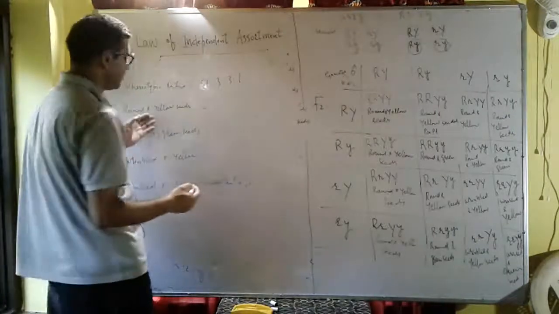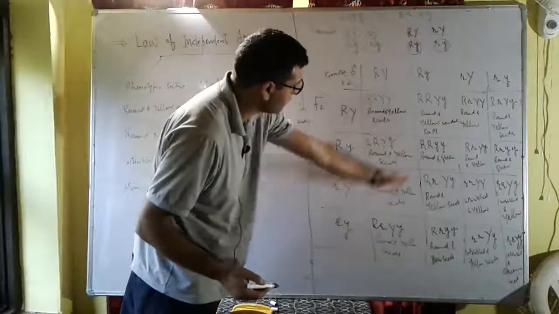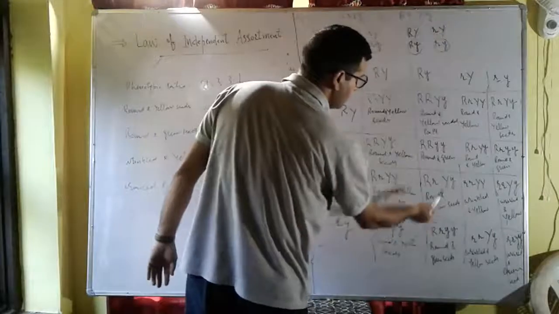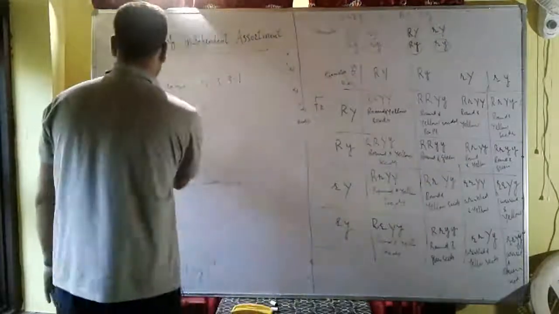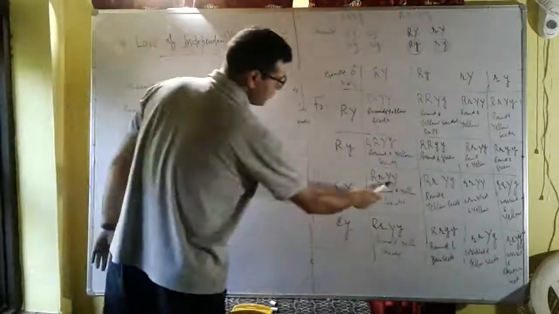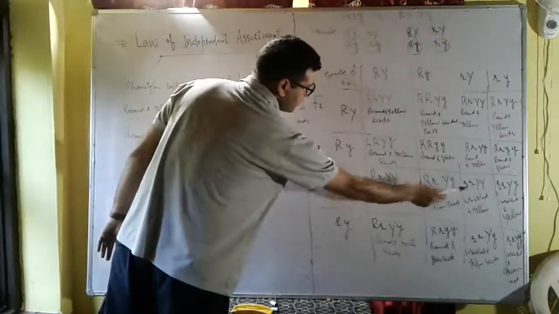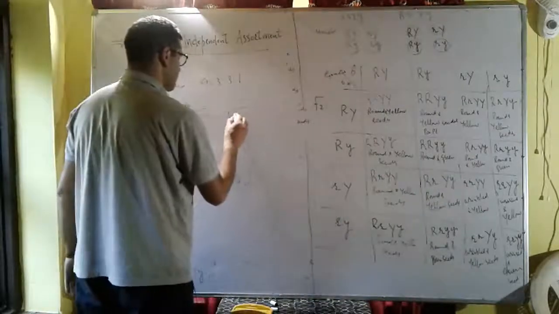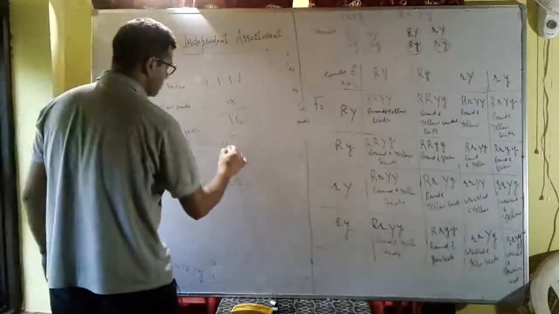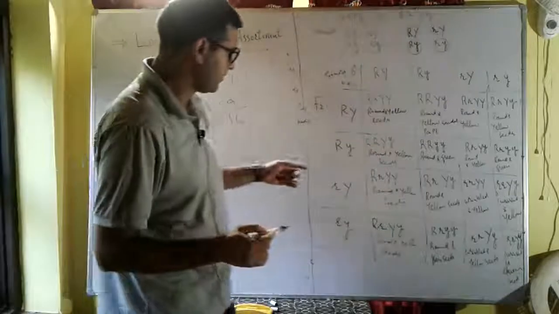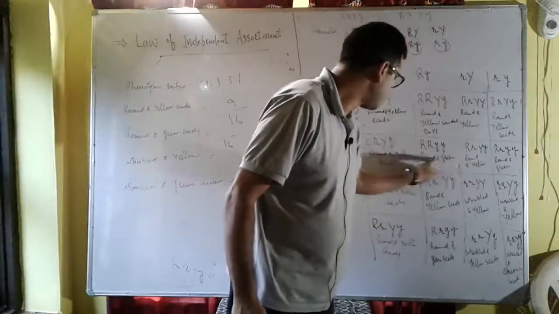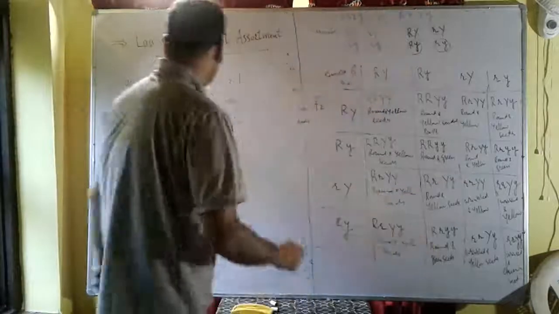How many round and yellow? If we calculate, they will come to 9. 1, 2, 3, 4, 5, 6, 7, 8, 9. This is round and yellow, 9 out of 16. Total is 16, and 9 are round and yellow. Then round and green, out of 16, how many round and green? 1, 2, and 3. That means 3.